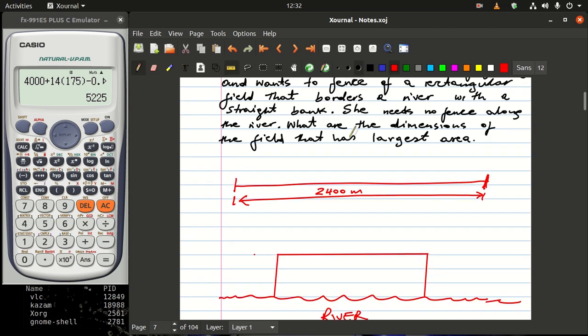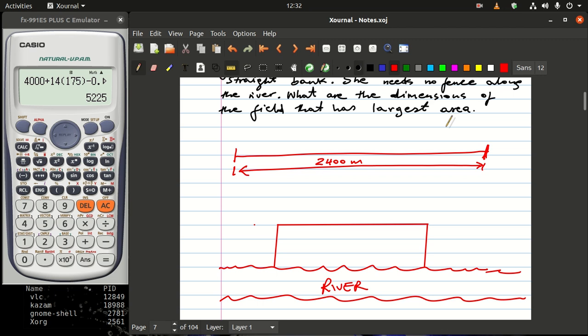And then what this question is saying, what are the dimensions of the field that has the largest area? So this question is saying, what is supposed to be the length of this side? What is the length of this side? What is the length of that side? And what is the length of that side?